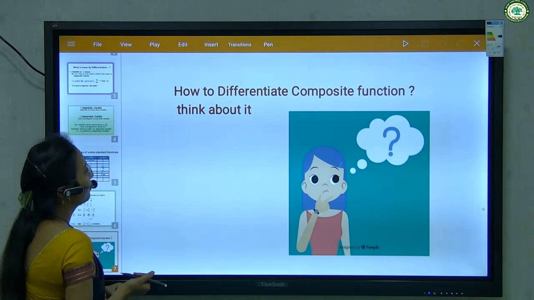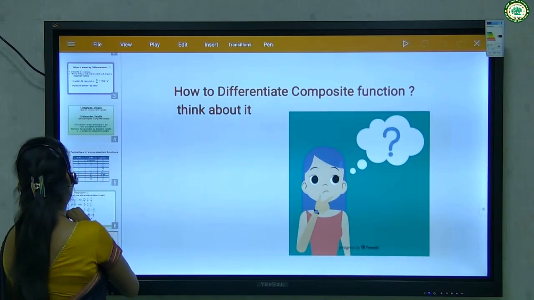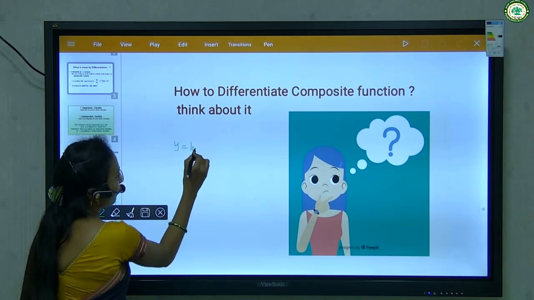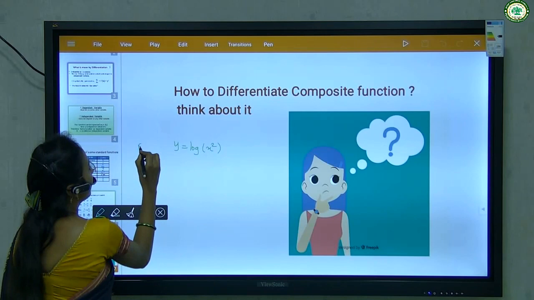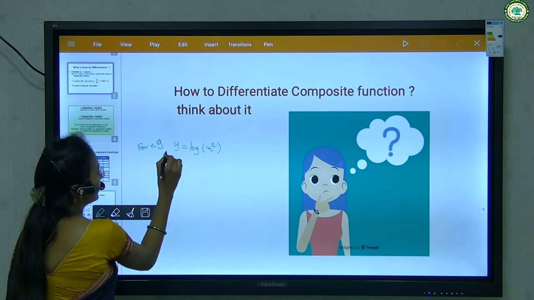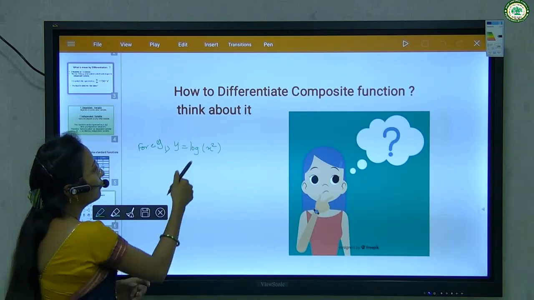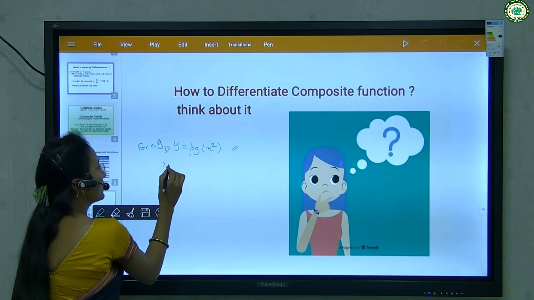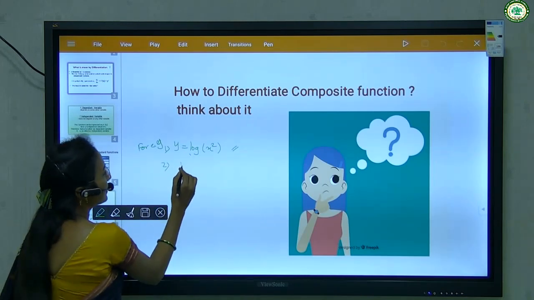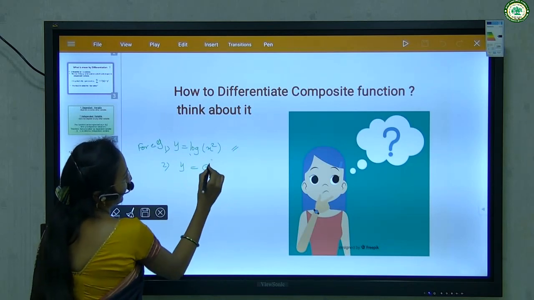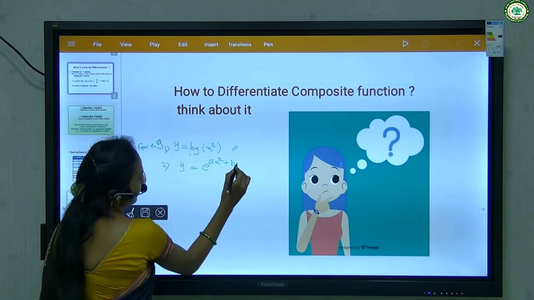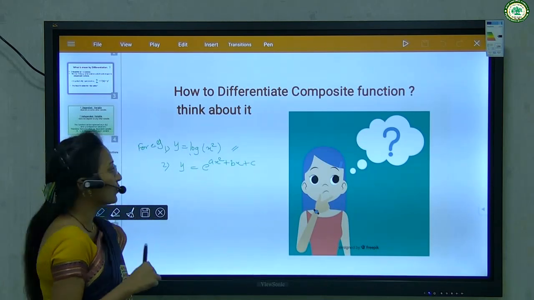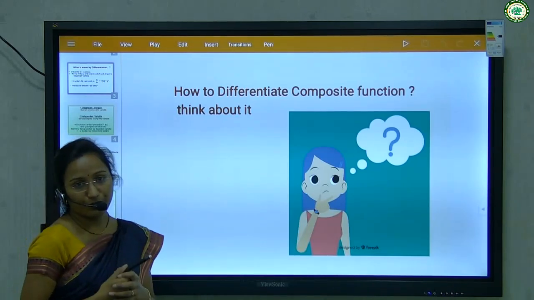For example, y is equal to log of x square. This is an example of a composite function. Here log of x square is a function of a function, therefore it is called a composite function. Another example of a composite function is y is equal to e raised to x square plus bx plus c. Here e raised to x square plus bx plus c is an example of a composite function. Now how to differentiate the composite function?